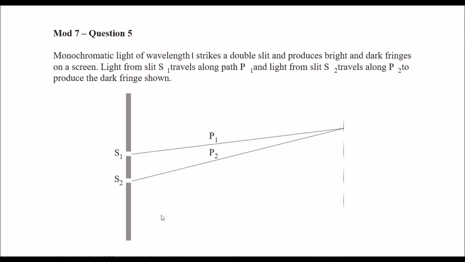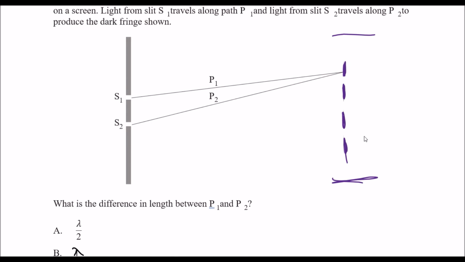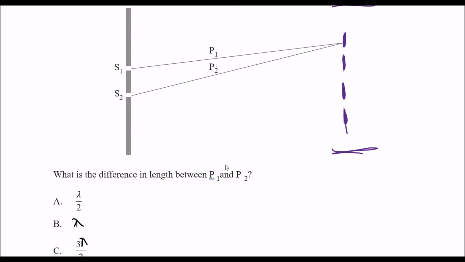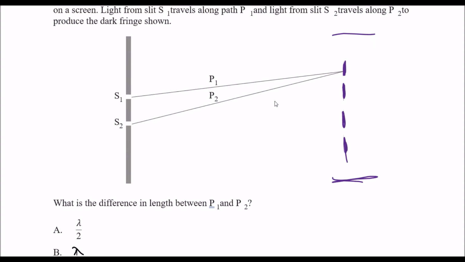Okay, module 7, question 5. A monochromatic light, meaning a light source of a particular wavelength, let's just say lambda, strikes a double slit and produces a bright and dark fringe on the screen. So if we assume these are the bright patches, and everything else here is a dark patch, like so. I did try to convert this from PDF, so some images are gone, unfortunately. So what's the difference in length between P1 and P2 in terms of the pathways?